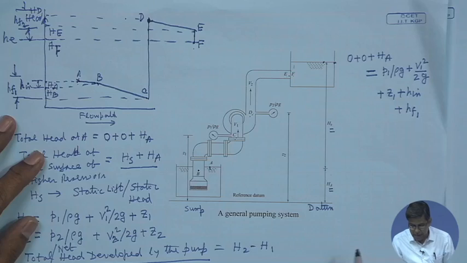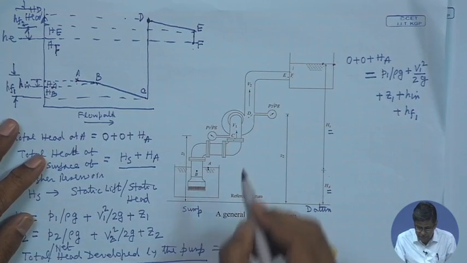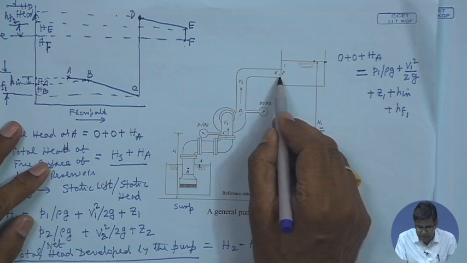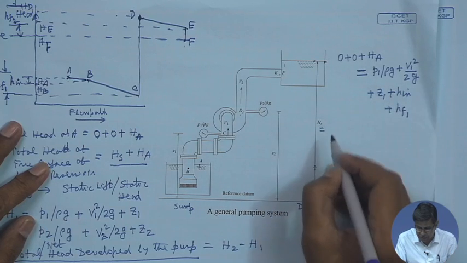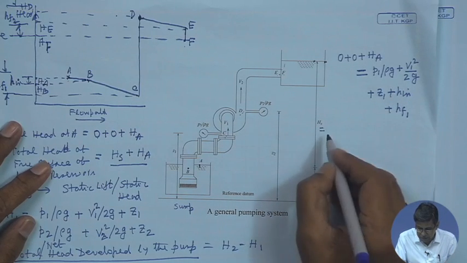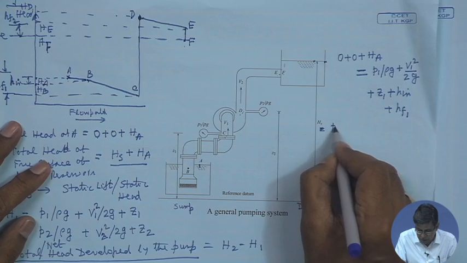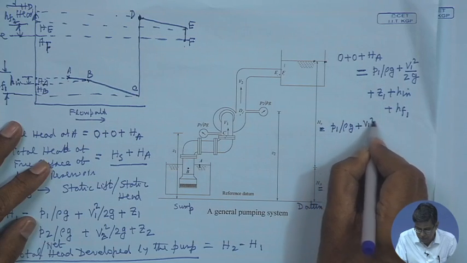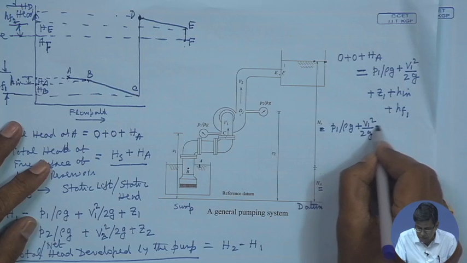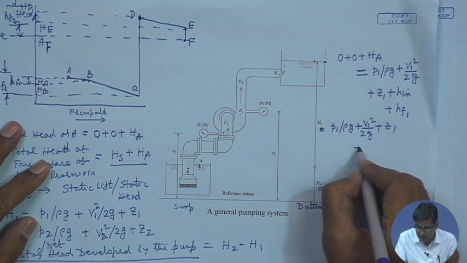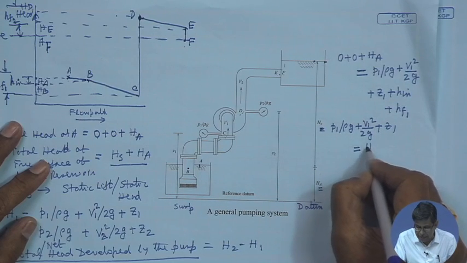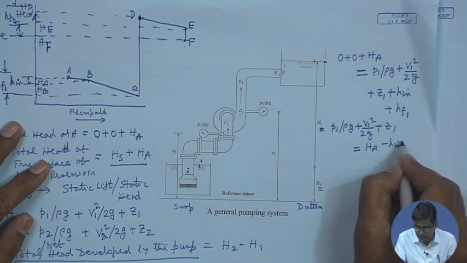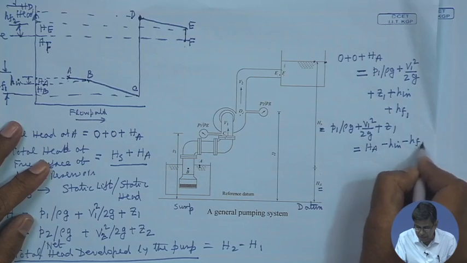Well, and similarly, if I write the Bernoulli's equation between D and E, now here we can write one thing, that P1 by rho g, this can be written like that, plus V1 square by 2g plus Z1 equals to Ha minus H in minus Hf1.